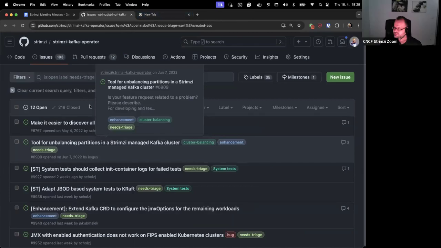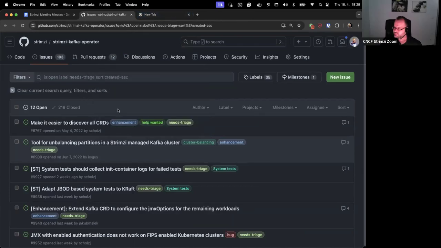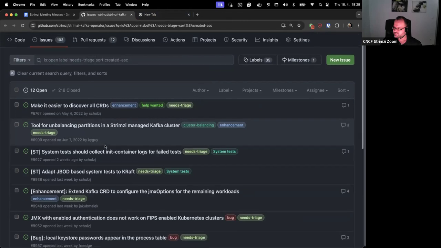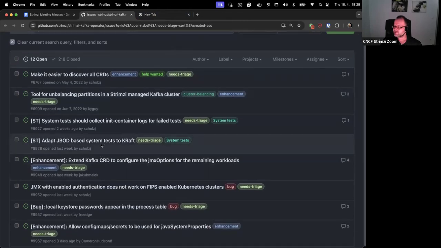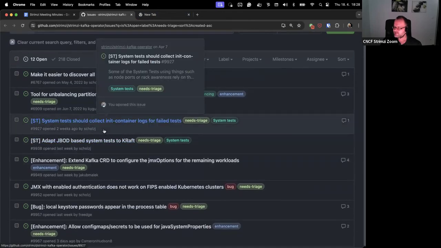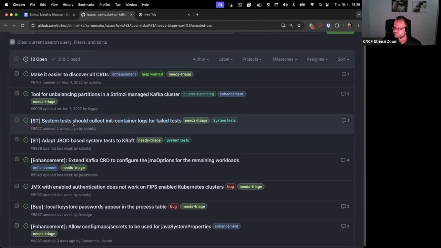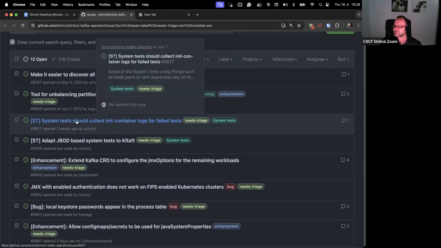Good, so we got rid of some issues. I think this is a good way if you run into some older issues which don't move anyone and you are not sure they still make sense. Then marking them again for triage is a good way to deal with them.